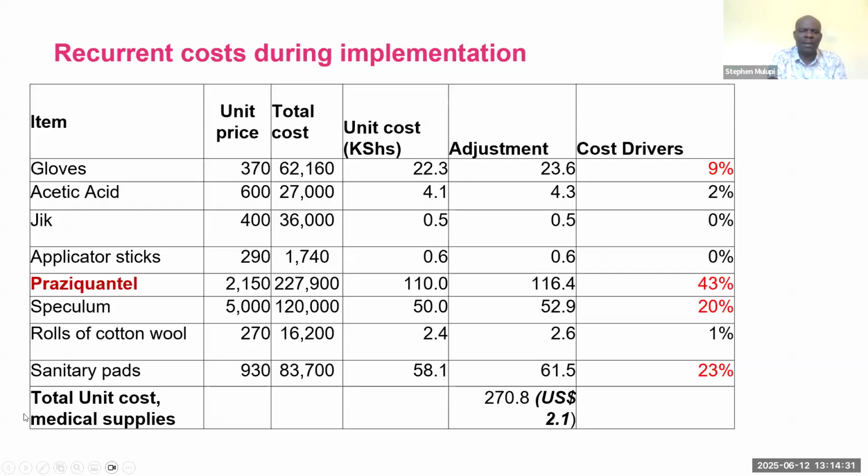So this is an example of the recurring costs that we spent. We have all the way from gloves to sanitary pads, but we highlight praziquantel as the main cost driver at 43% of the recurring costs. All those other costs that we have listed here, the gloves, acetic acid, applicator sticks, speculums, cotton, these are things that you would ordinarily find in the facility. So praziquantel cost stands out as the main recurring cost that we are taking into integration.